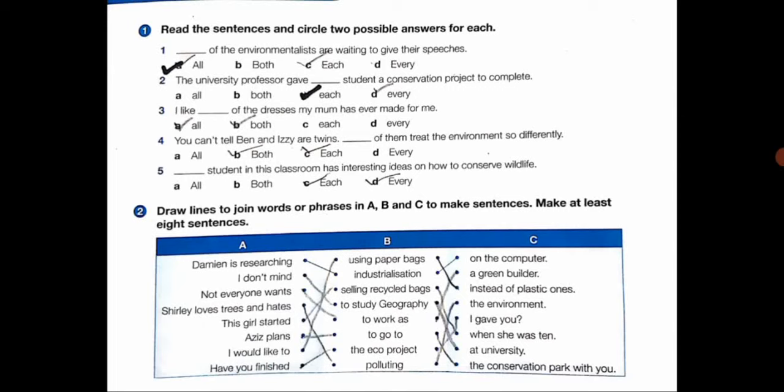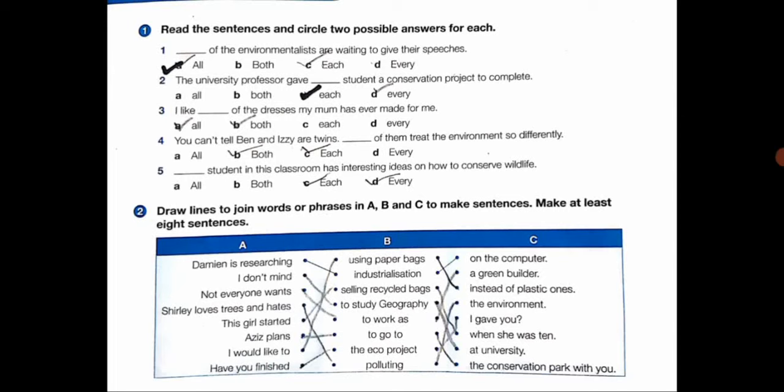First we will choose from A, then from B, then from C. From A, I don't mind. B, to study geography. C, at university. Again from A, not everyone wants. B, to work as. C, a green builder. From A, Shirley loves trees and hates. B, polluting. C, the environment.